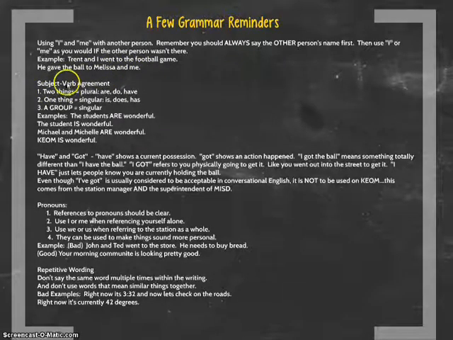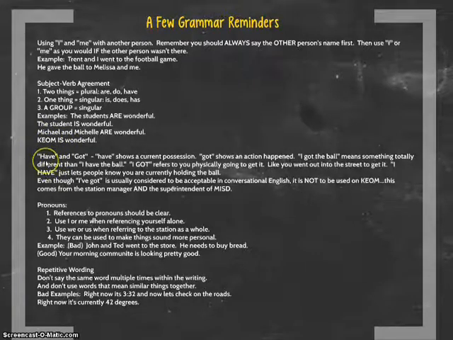Okay, now let's talk about subject-verb agreement. Remember, if there are two things as the subject, then your verb needs to be plural. So that's going to be words like are, do, or have. If it's one thing as the subject, then it needs to be a singular verb, like is, does, or has. The biggest thing to remember is that a group is a singular thing. So we would say the students are wonderful because it's plural. The student is wonderful if it's one person. Michael and Michelle are wonderful since it's two people. But KEOM is wonderful. It's a group of people.